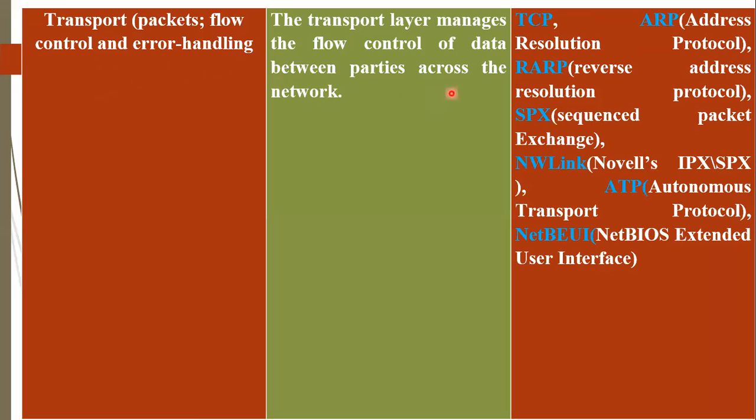Coming to the transport layer, it does the flow control and exchanges the data between the parties, the sender and the receiver. These are the protocols exploited at the transport layer: TCP, ARP, RARP, SPX, NW link protocol, ATP protocol, and NetBIOS Extended User Interface protocol. If you consider TCP, SYN flood attack is an example of an attack on the TCP protocol.